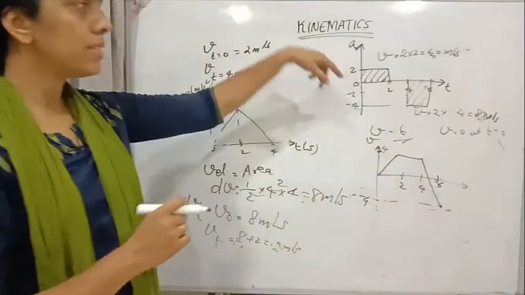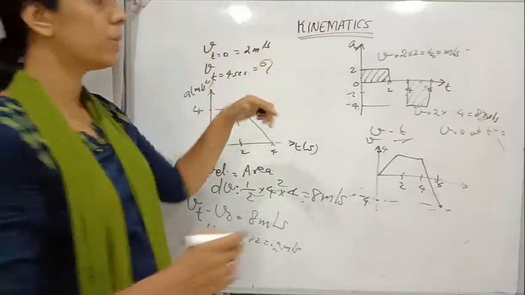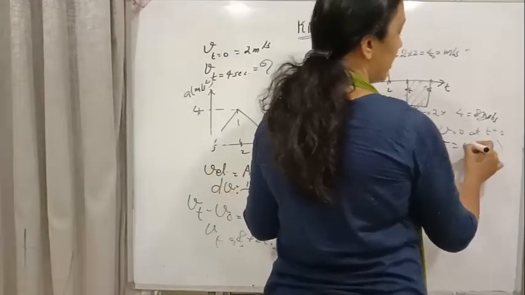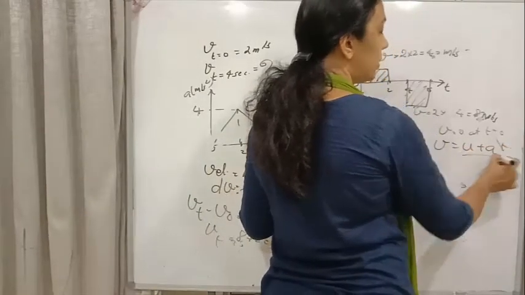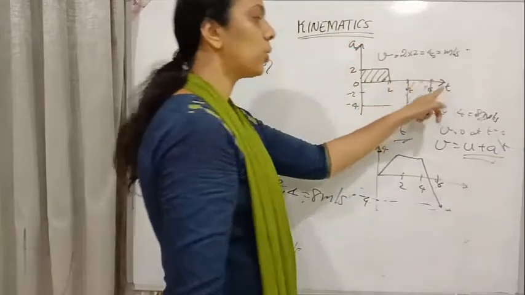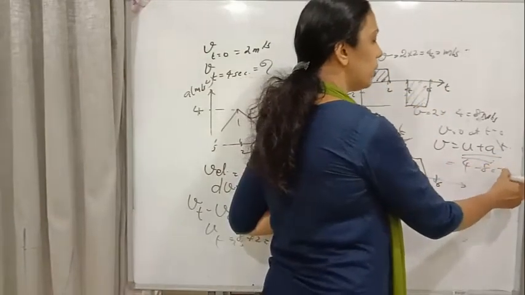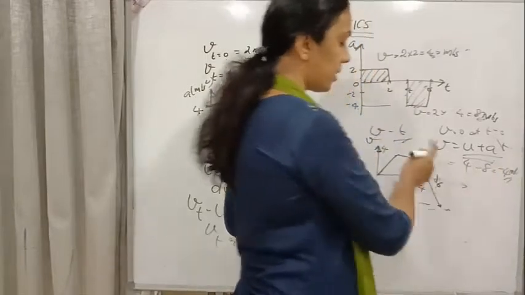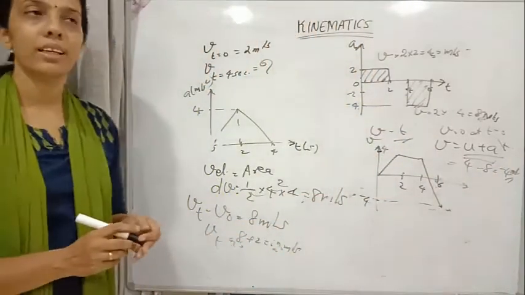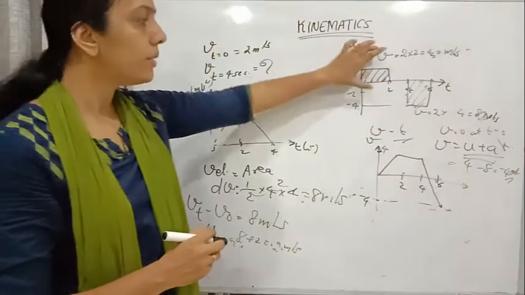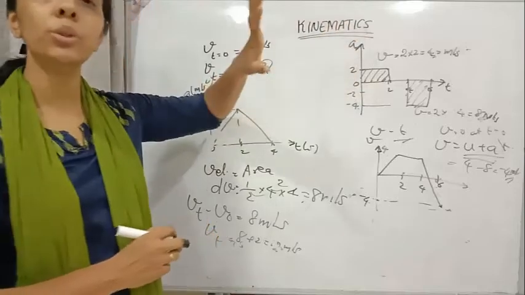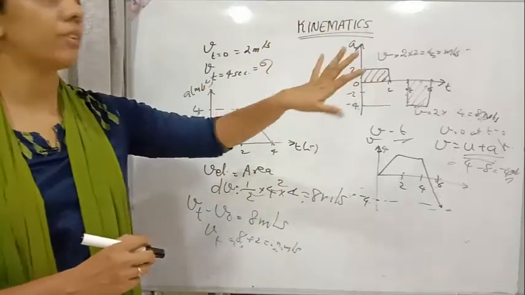Clear? So otherwise you can consider it as having initial velocity, v equals u plus at. This formula you can substitute and find out the velocity. Then in the same manner you will get 4 minus 8, that will be equal to minus 4 meter per second. So it is in the negative direction. Clear?